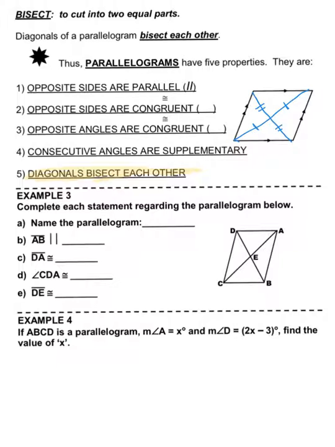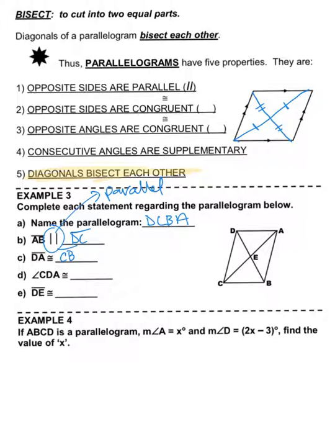Alright, so for example 3, we have complete each statement regarding the parallelogram below. So first we're going to name this one. So again, doesn't matter where you start. Just make sure to either go clockwise or counterclockwise. So I can say this is DC, BA. Then we have AB. The symbol here means parallel. Make sure you remember that. So AB is parallel to DC. We have DA is congruent to its opposite side. So CB.